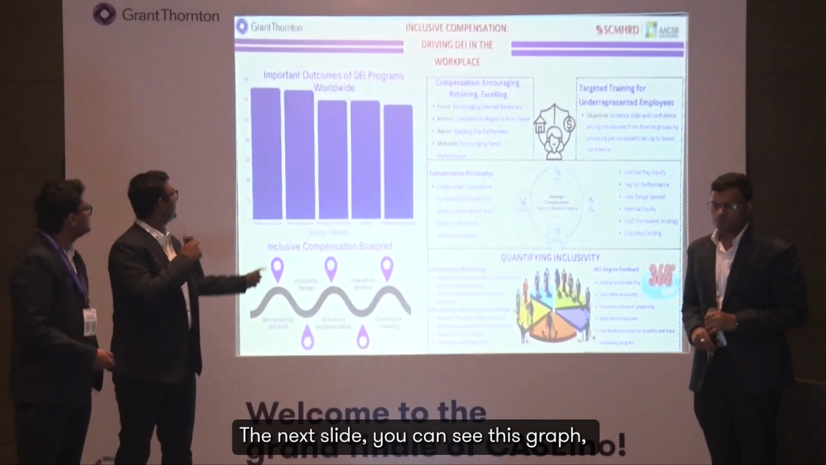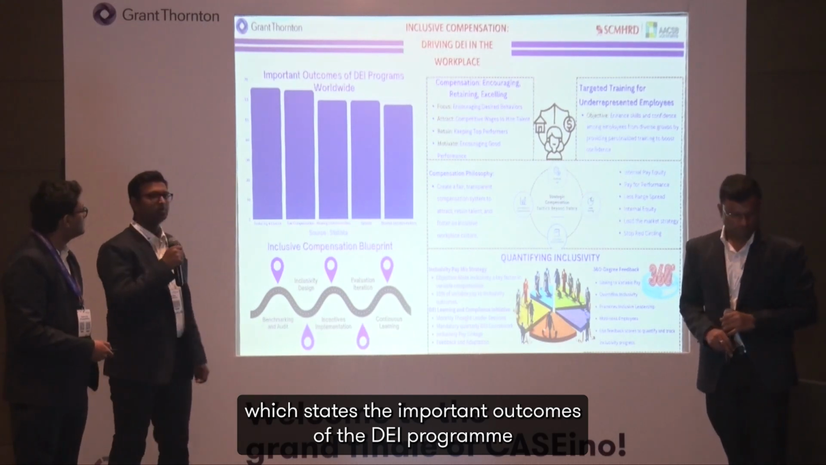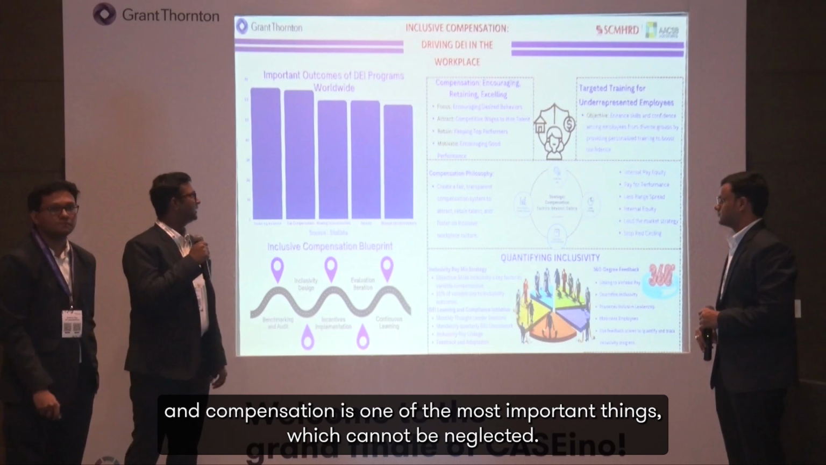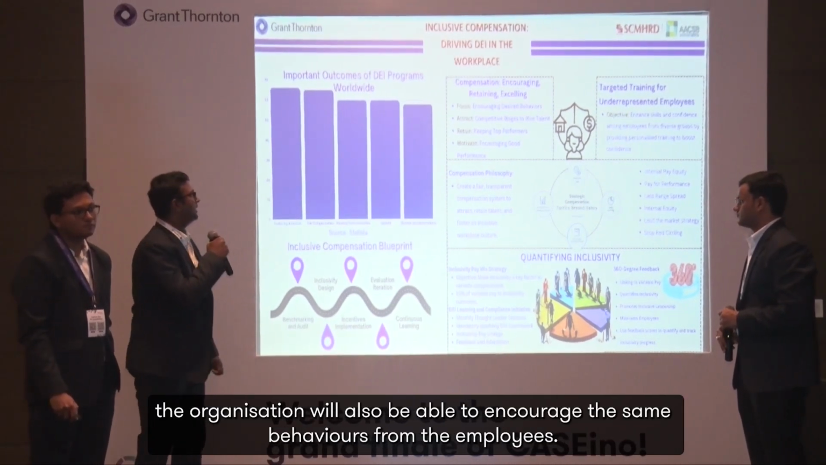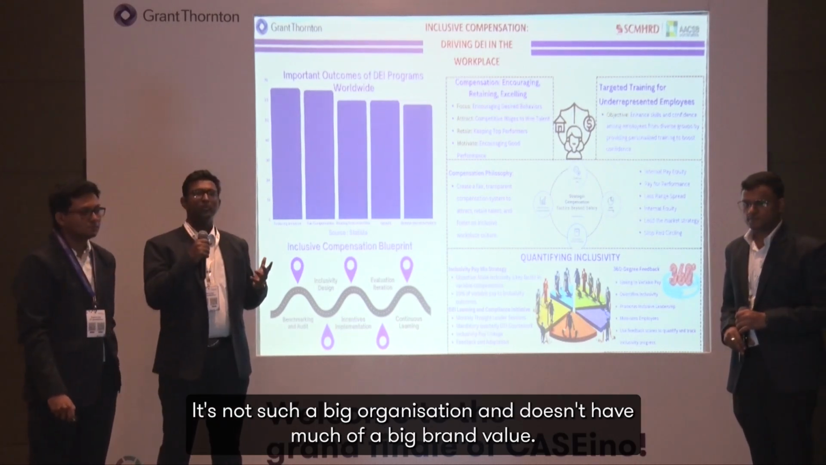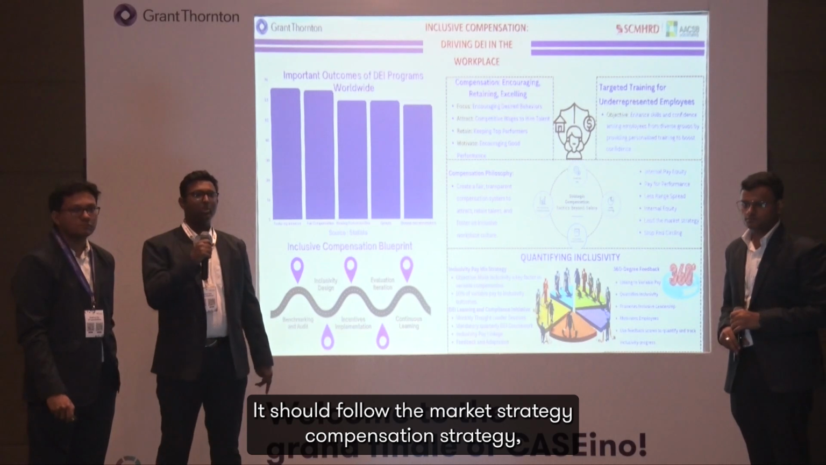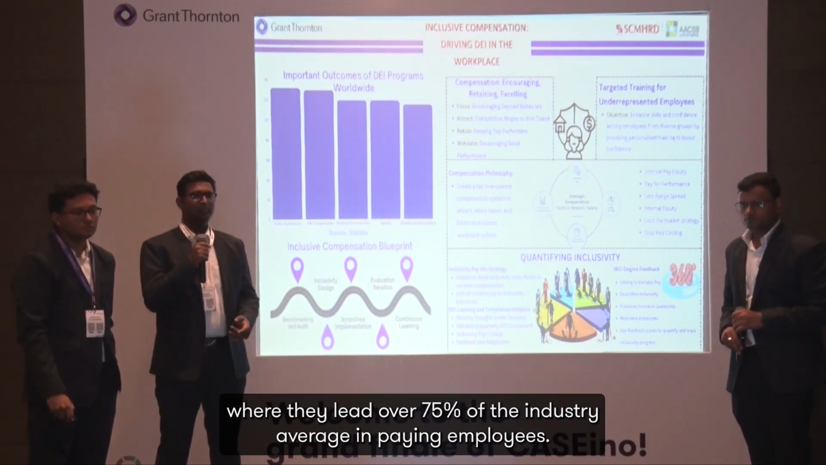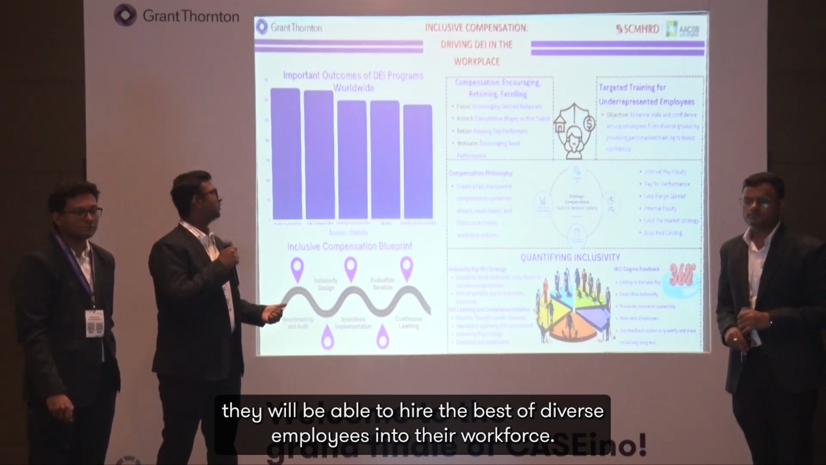In the next slide, we can see a graph which states the important outcomes of DEA programs, and compensation is one of the most important things, which cannot be neglected. Through compensation, the organization will also be able to encourage desired behaviors from the employees. Since it's not a big organization and doesn't have much brand value, they should follow a lead-the-market compensation strategy, where they pay more than 75% of the industry. By doing so, they will be able to hire the best of the diverse employees into their workforce.